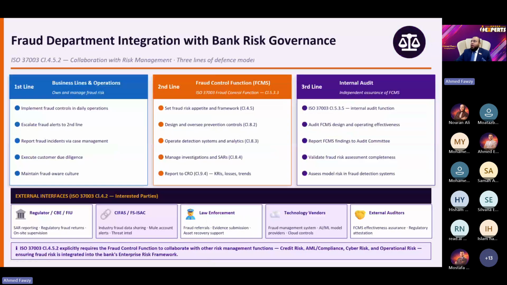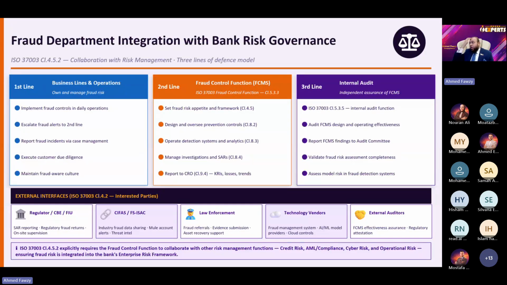So we recommend having many lines. The first line is the business line. They own and manage the fraud risk. Second, the fraud control function, which sets the governing part and manages the investigation, what we call the second line of investigation. Fine. So it can be very important to have this in this way.